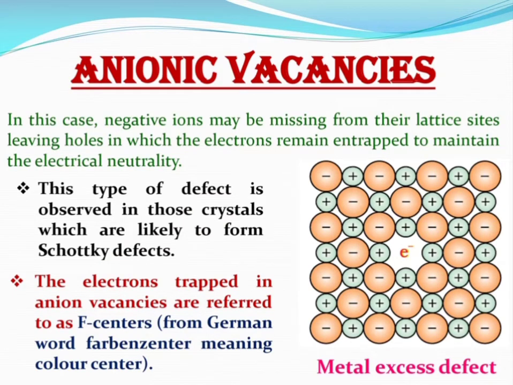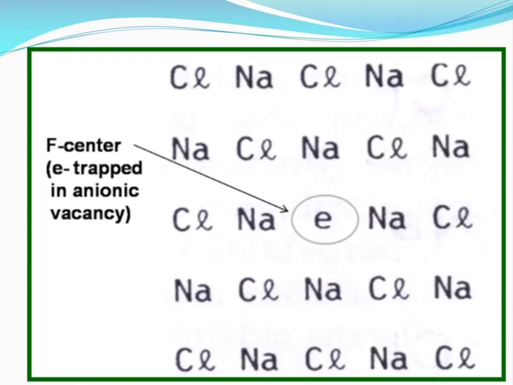This is from the German word Farbenzentre, meaning color center. This imparts yellow color to the crystal of NaCl. The color results from the excitation of these electrons when they absorb energy from the visible light falling on the crystal. Similarly, excess potassium in KCl makes the crystal appear violet or lilac, while the excess of lithium in LiCl makes the crystal appear pink. And this is the F center, that is, an electron trapped in an anionic vacancy here.